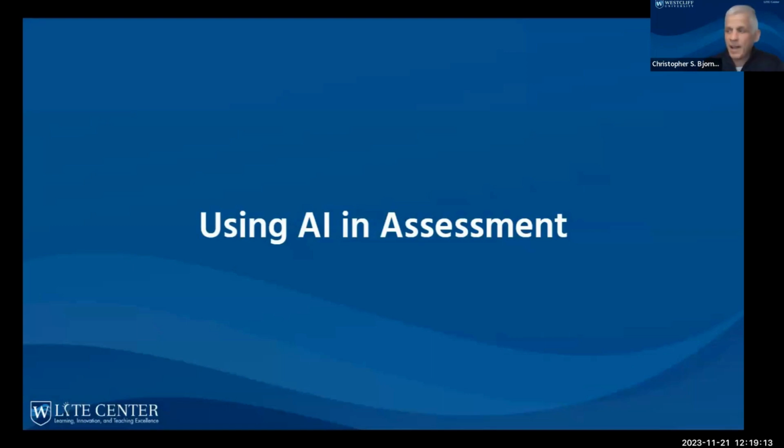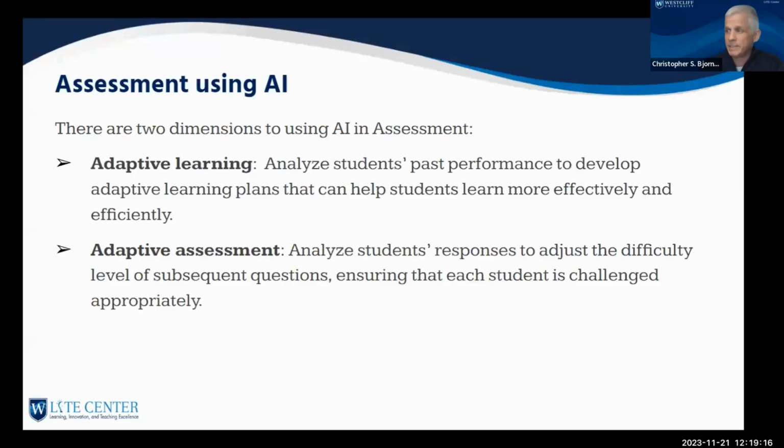Now, let's bring the two together: using AI in assessment. When I was doing my research on this, I came across different ways to look at assessment and AI. And for me, I divided it into two different dimensions. There is adaptive learning, analyzing students' past performance to develop adaptive learning plans that can help students learn more effectively and efficiently. And then there's also adaptive assessment, analyzing student responses to adjust the difficulty level of subsequent questions, ensuring that each student is challenged appropriately.